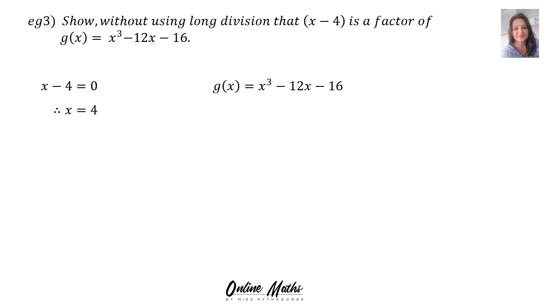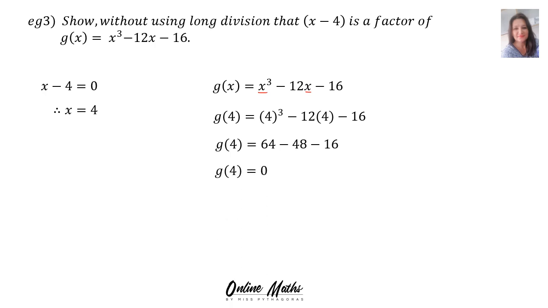Into the formula, everywhere where you see an x, you will substitute 4. And then it becomes 4 cubed minus 12 times 4 minus 16. 4 cubed is 64 minus 12 times 4 is 48 minus 16. And when you work that out, you see that the answer is 0. So what you did here was you used the remainder theorem. You got the remainder was equal to 0. Therefore, you can say that x minus 4 is a factor of g of x.